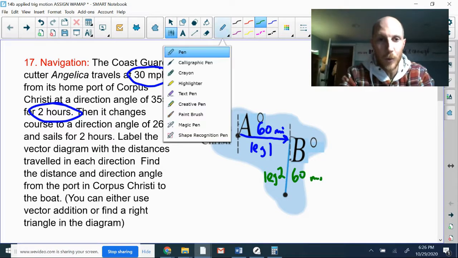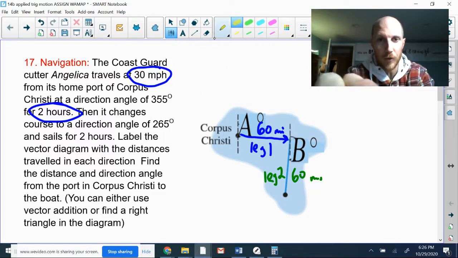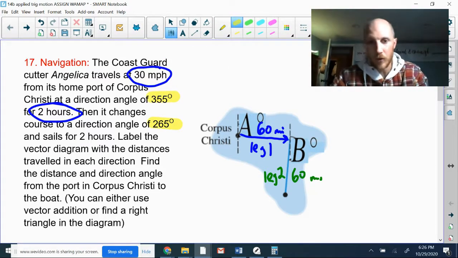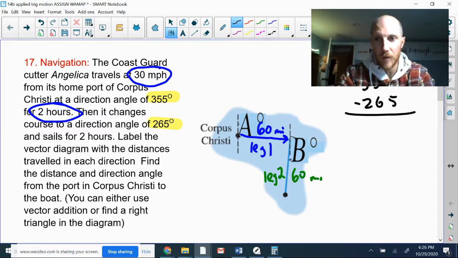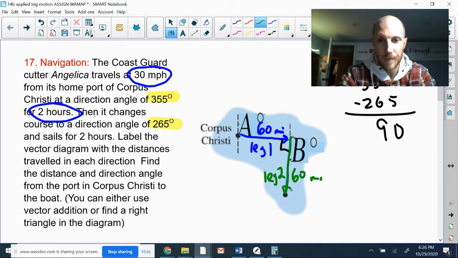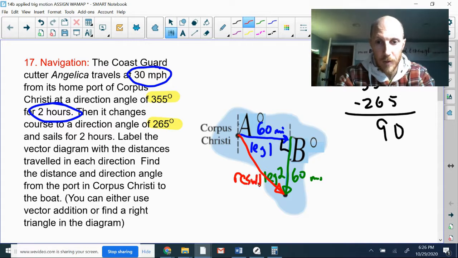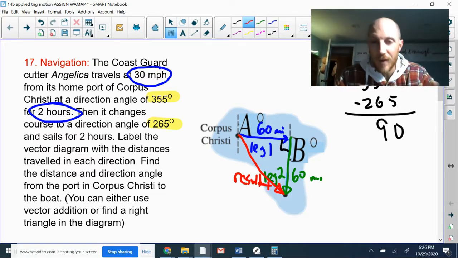Okay, probably the most important thing to notice, since we've taken care of all of those other numbers, is the difference in these two direction angles. 355 minus 265 gives me a difference of 90 degrees, which means this is a right angle. Since it is a right angle, that means I have a lot of options.